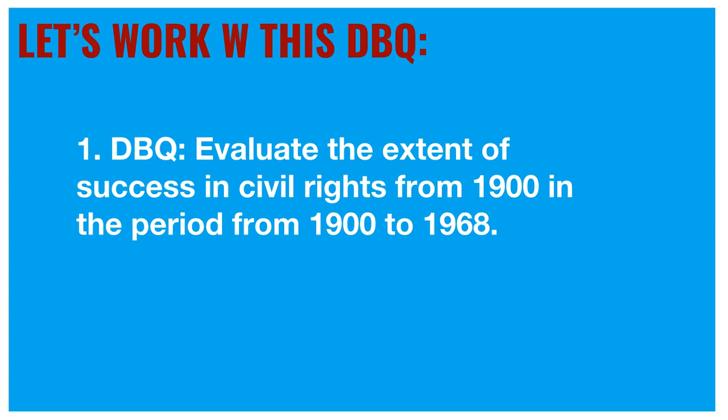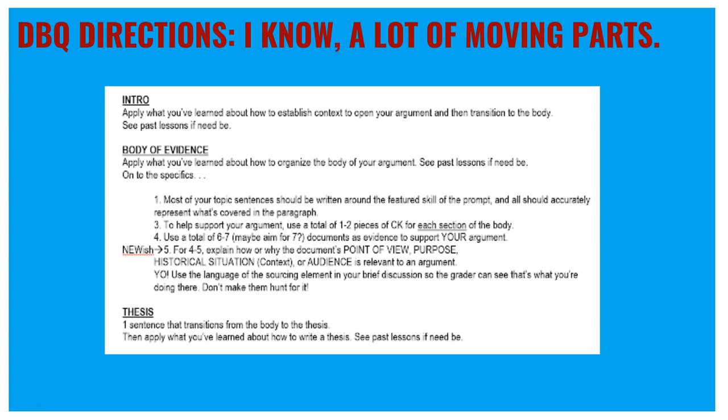So let's work with this DBQ. It's one that I made up, and we haven't covered this material yet, but I think you're familiar with the civil rights movement in general. And so the question is: evaluate the extent of success in civil rights in the period 1900 to 1968. All right. So, the directions. How am I going to go about doing this?